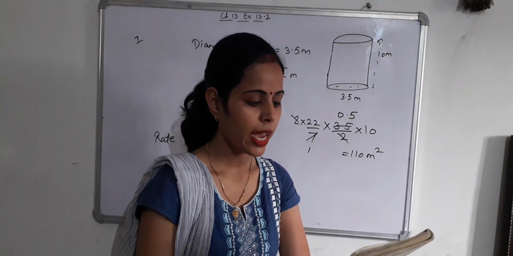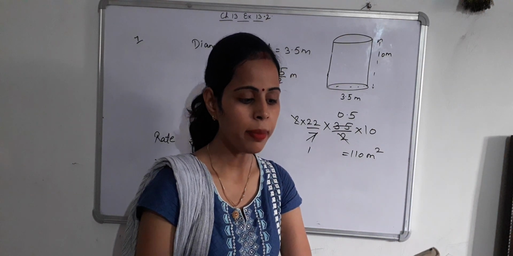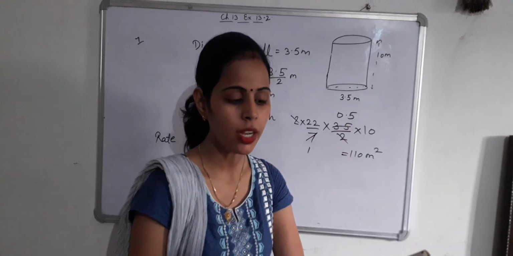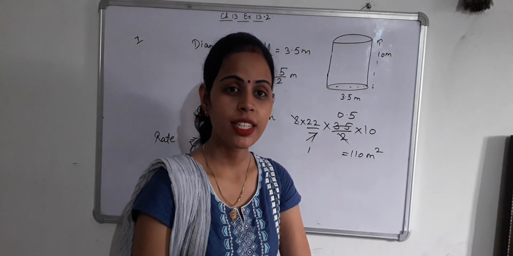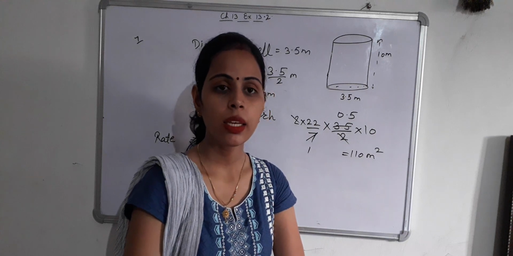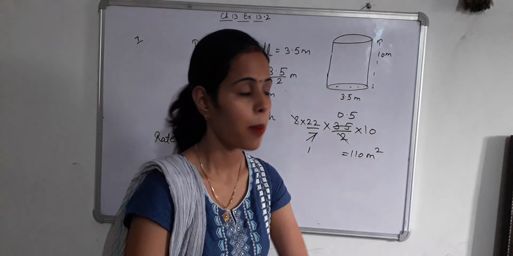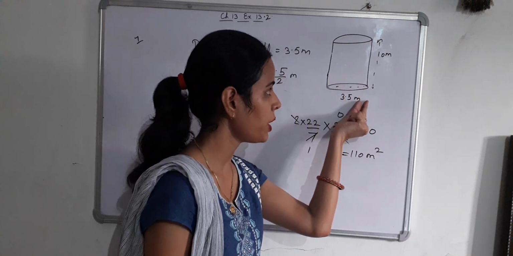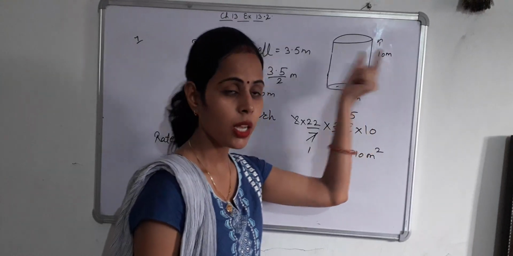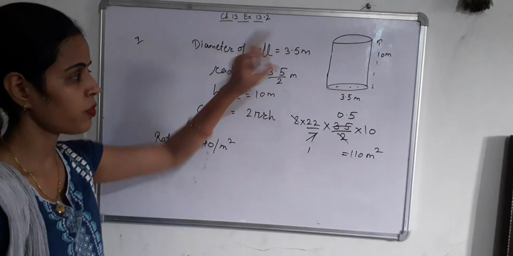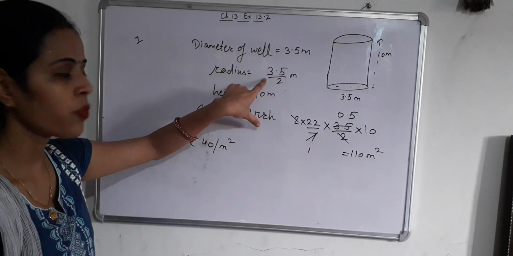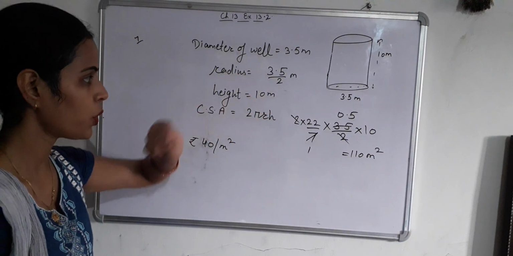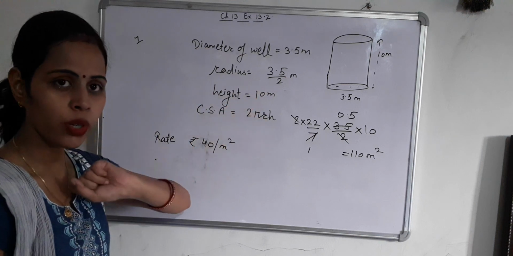Question number 7 is that the inner diameter of a circular well is 3.5 meter. It is 10 meter deep. Find the inner covered surface area. A cylindrical well having diameter 3.5 meter, height 10 meter. If diameter is 3.5, then radius will be half of diameter, 3.5 upon 2. Its height equals to 10 meter.